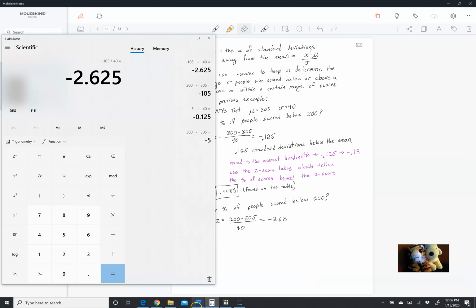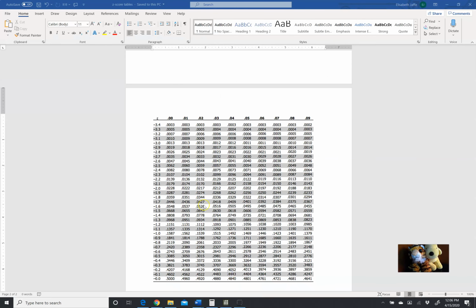So now we're going to go to our z-score table. And this will be posted. So we're at negative 2.63. So we're going to find negative 2.6, and we're going to go over to the third column. This gives us negative 2.63. So our answer here is 0.0043. And this is essentially saying 0.43% falls at a score that's less than 200.